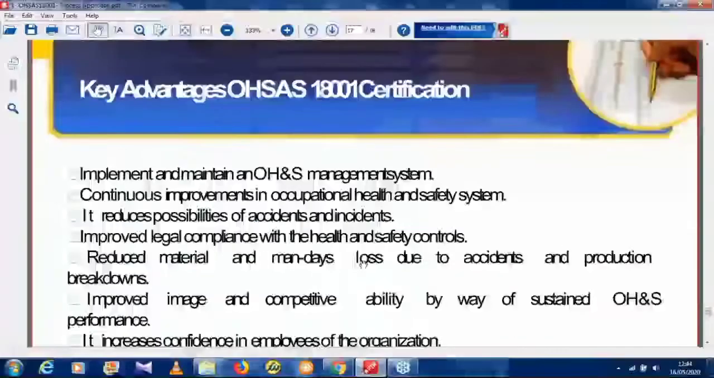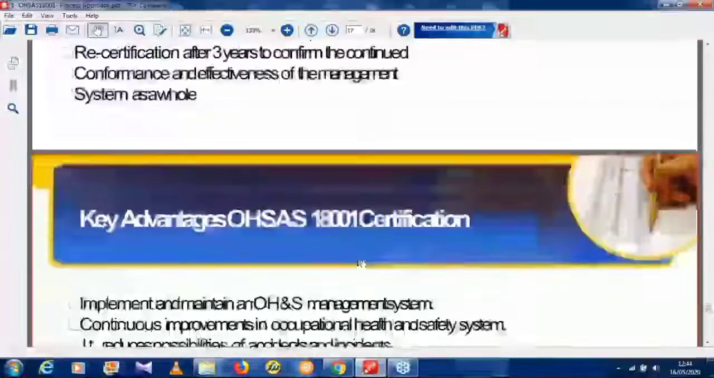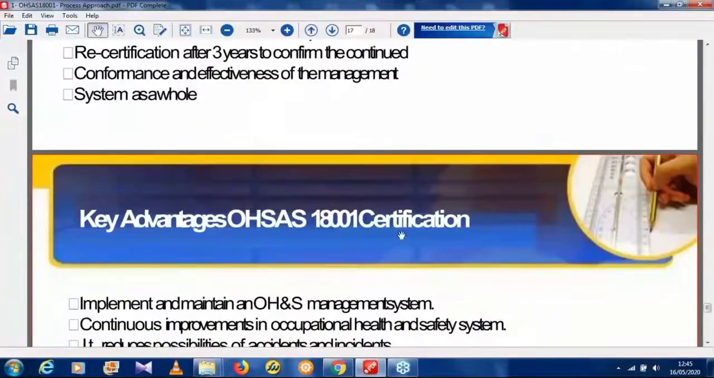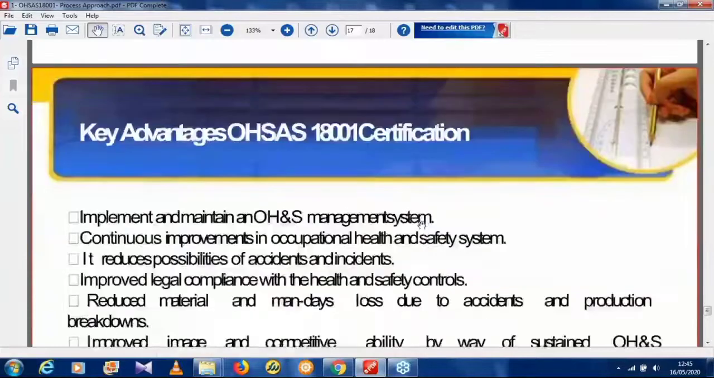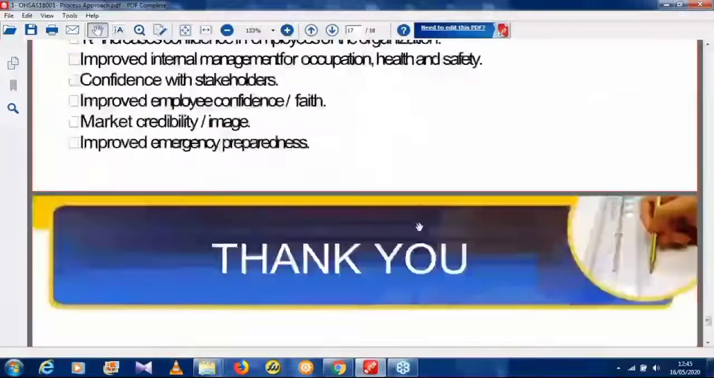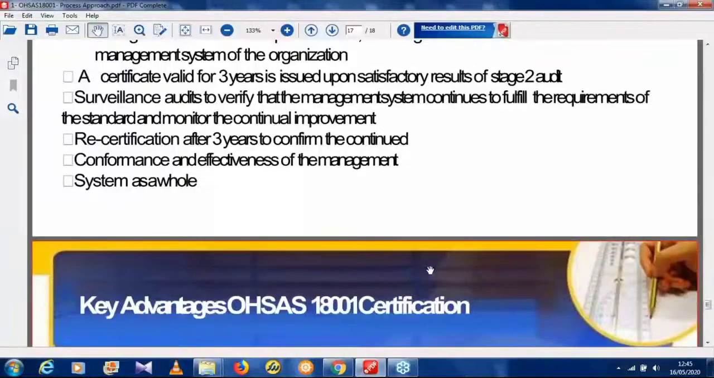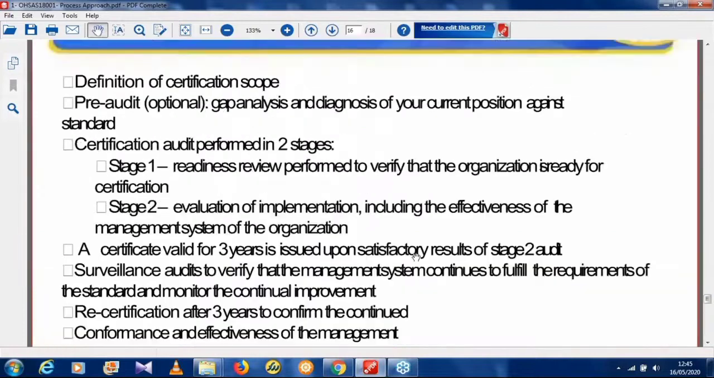So your read-up assignment is to give me the advantages of OHSAS 18001 certification. That's assignment number 1, the key advantages. I'm not saying benefits now. For the certification, the advantages of OHSAS 18001 certification. Then number 2, the benefits of the OHSAS 18001 system.